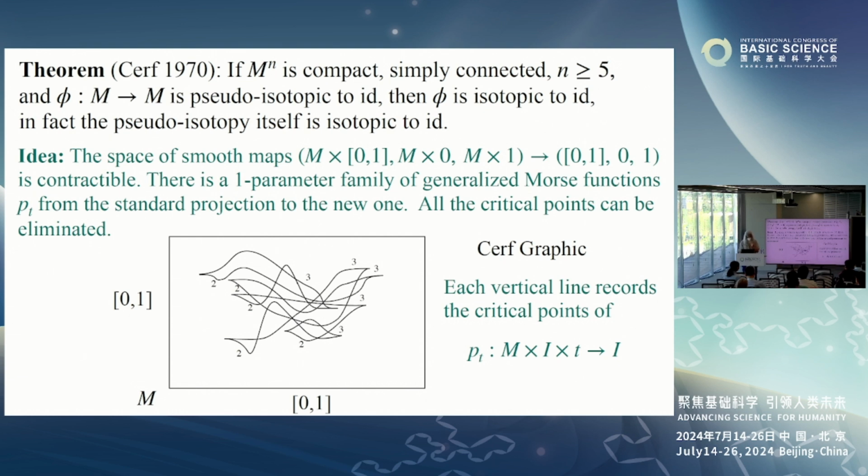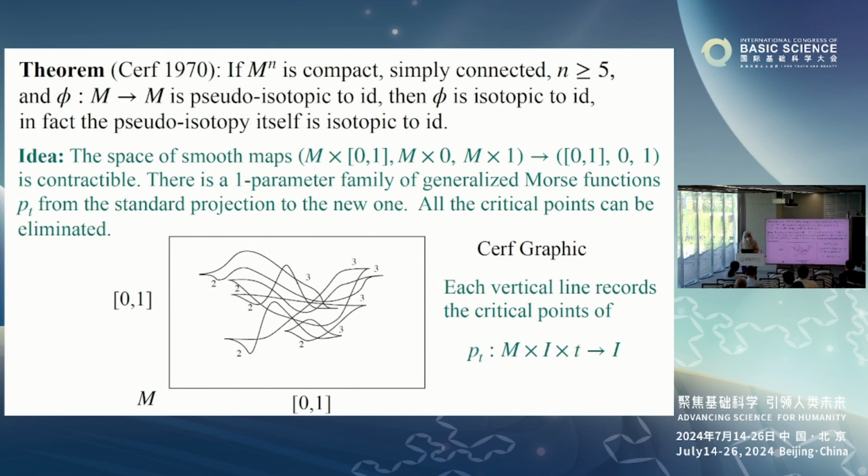The space of smooth projections, M × I to [0, 1], is a contractible space. So you can homotope these projections, the standard projection to other projections, from one to the other. You get a path, just a path of functions, M × I to [0, 1]. And as we probably know, if you have a function from M × I to [0, 1], with a small perturbation, it becomes a Morse function.